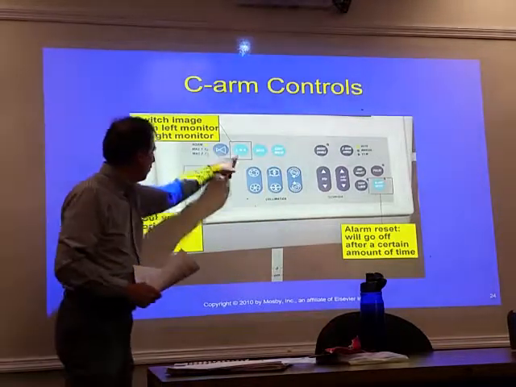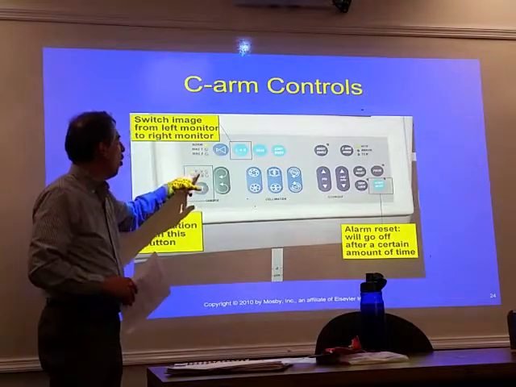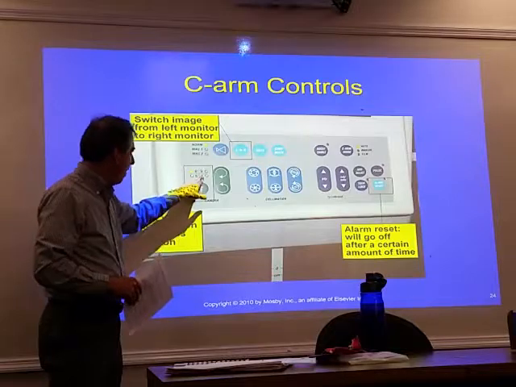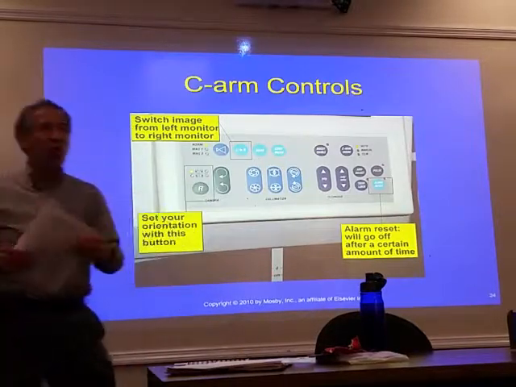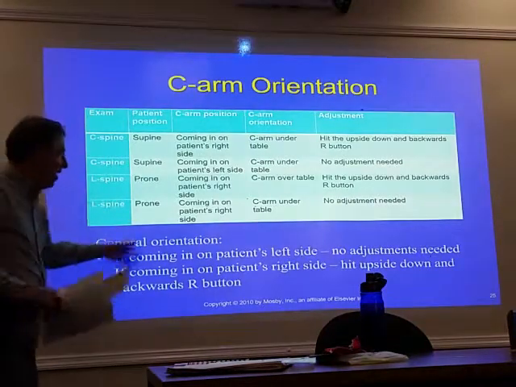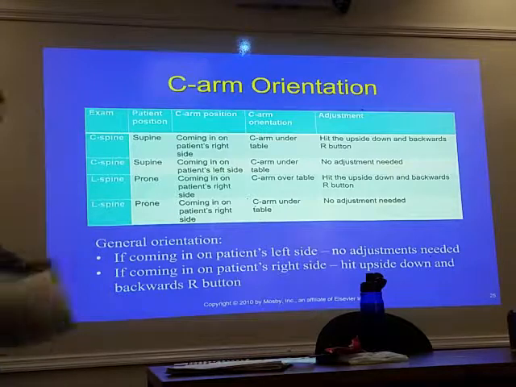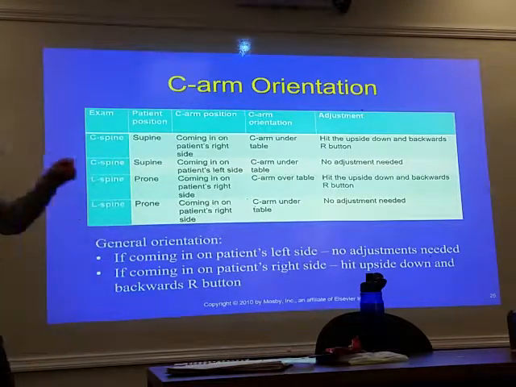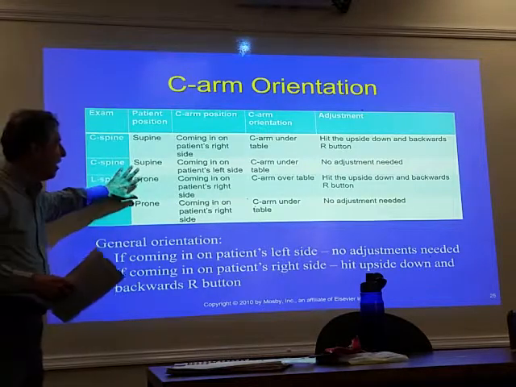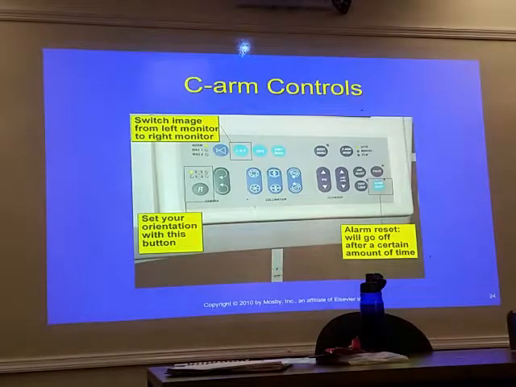There's the switch for the left to right monitor. If you need to change your orientation, here's all the different options: there's a regular R, a backwards R, an upside down and backwards R. So you'll need to get an idea as to what to do. I've got a slide on here. Generally, when you come in on the left side, you don't have to make an adjustment. If you come in on the right side, a lot of times you have to hit the upside down and backwards R to do it. So you can use this as a little bit of a guideline. But again, that comes from a little more experience.